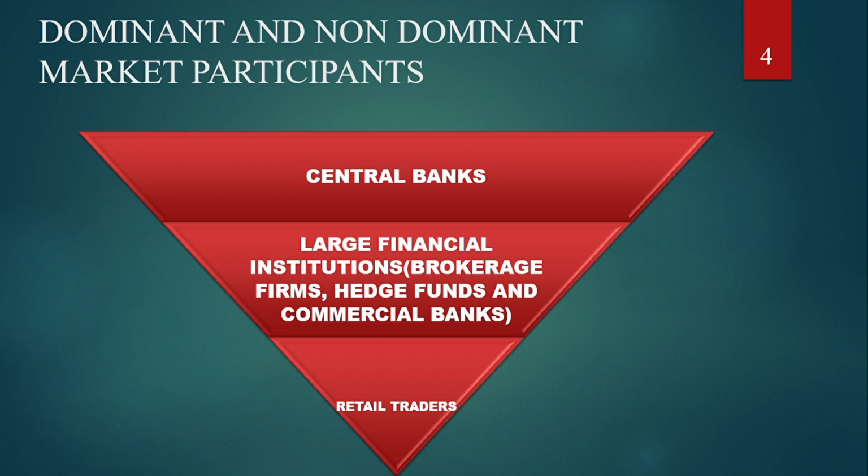Dominant and non-dominant market participants. At the top and in the middle of the hierarchy, we have the dominant market participants. That is the central banks and the large financial institutions. At the bottom, we have the non-dominant market participants. Those are the retail traders. In a nutshell, the dominant market participants make up 95% of the market participants, while the remaining 5% are the non-dominant market participants, the retail traders. This is according to research and data from the Bank for International Settlements, the bank for central banks.